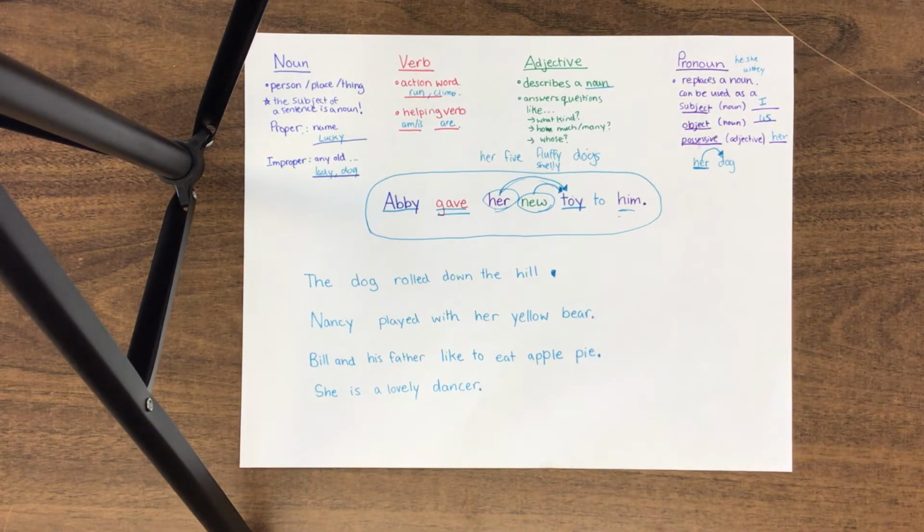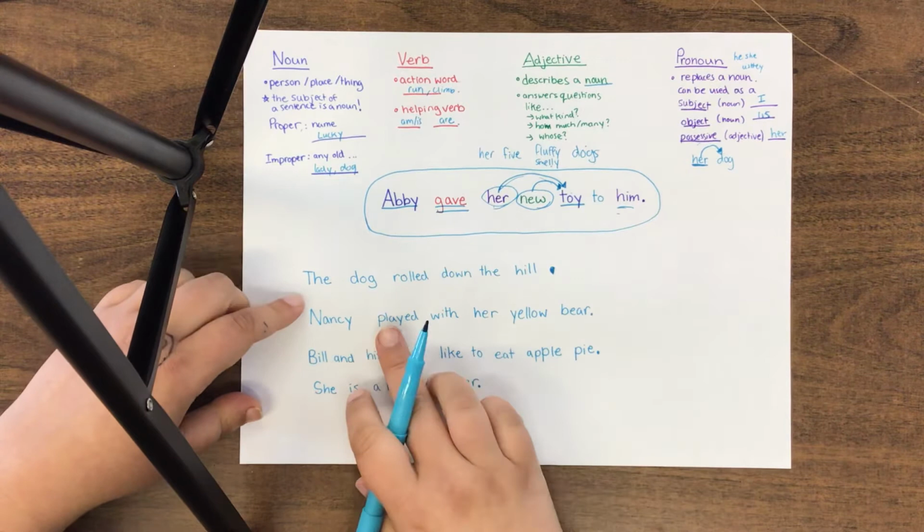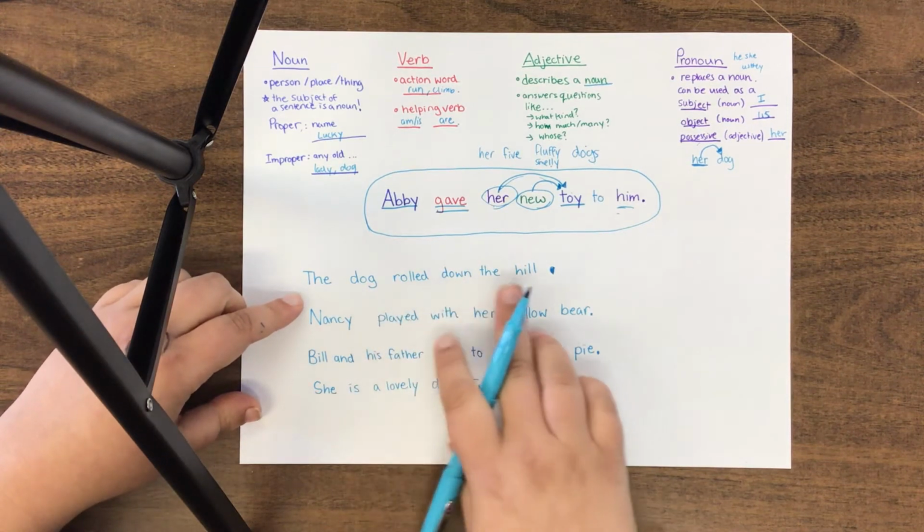Now, just to get a really good view of this, we are going to go through the next sentences and we're just going to mark them up as we would our sentences. And then we're going to find the nouns, the verbs, the adjectives, the pronouns, so on and so forth. So look at the first sentence with me. We have: The dog rolled down the hill.